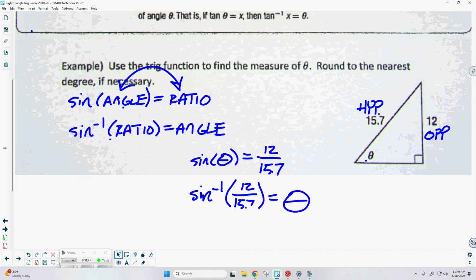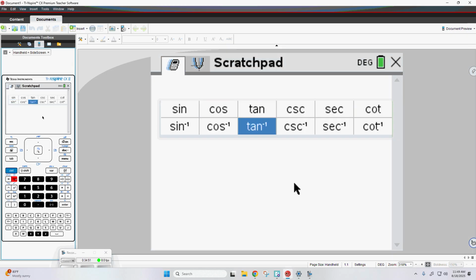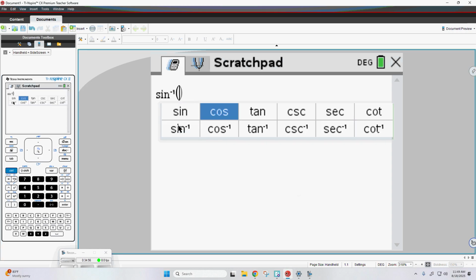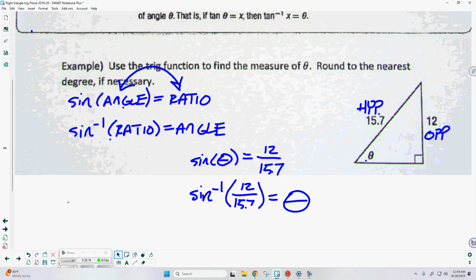Okay, so let's type this in. Let's see what we got here. So I'm going to go back to my trig button. You'll notice the bottom row, those are your inverses. So we chose sine inverse. What do we have? It was 12 divided by 15.7. That gives us 49.9. So if I were to round that, what would it be? Because I think it did say round to the nearest whole degree, right? So it'd be 50. There we go. So it'd be 50 degrees.